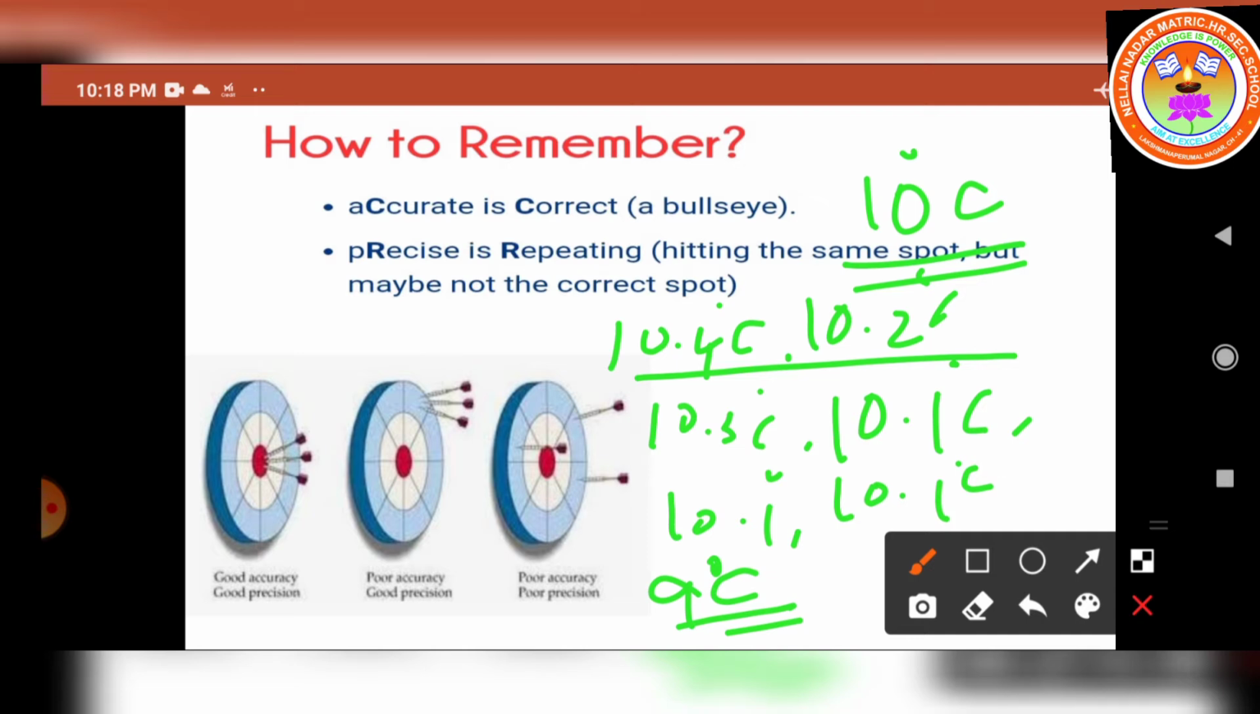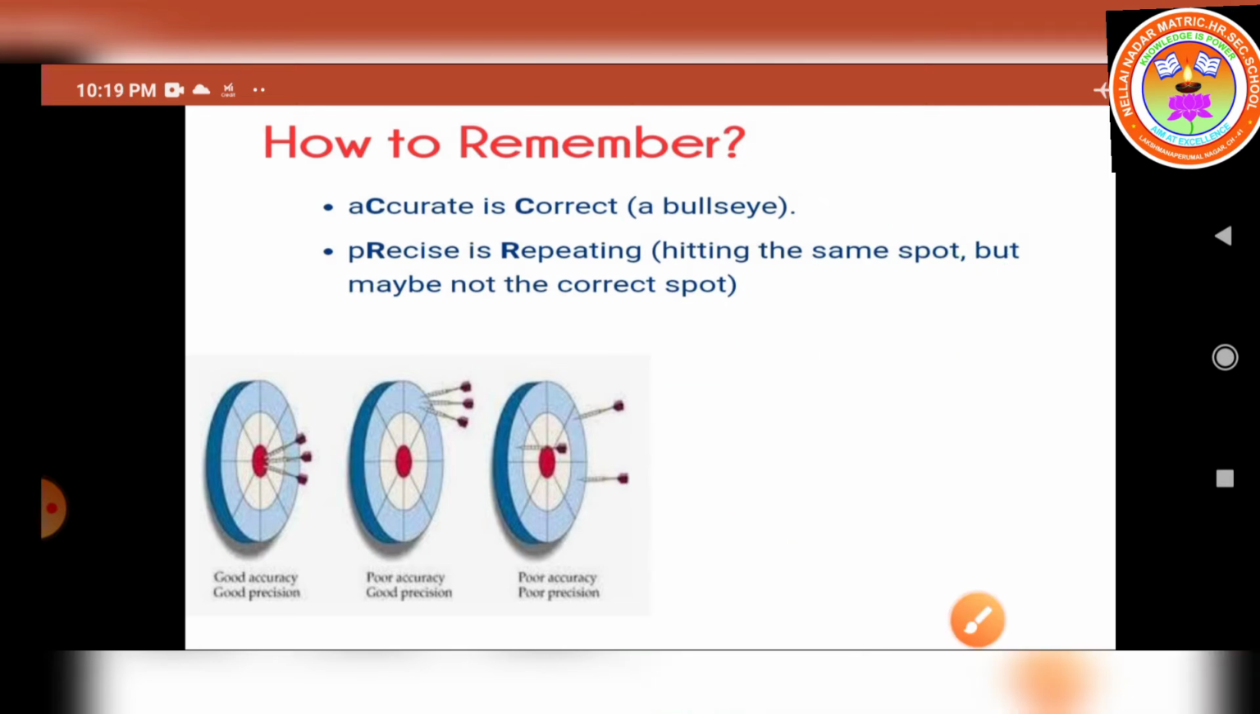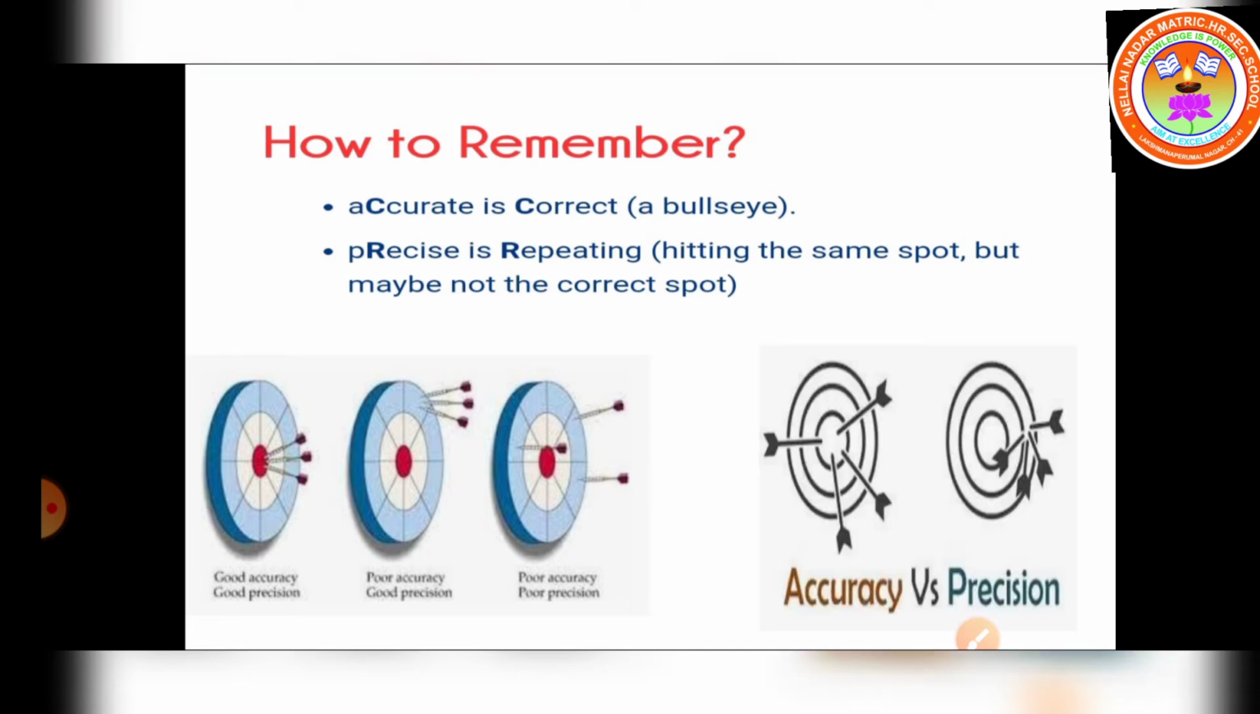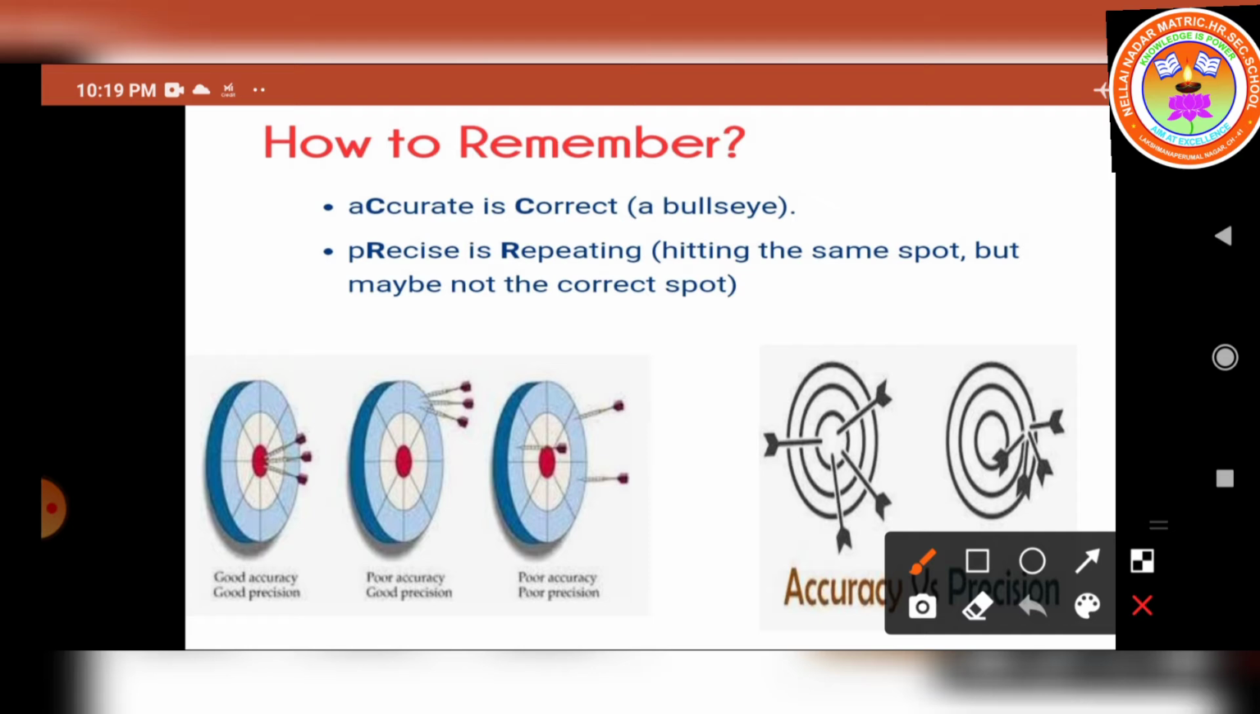I hope you understand the difference between accuracy and precision. It's very important for physics. That's why we are explaining. Okay. Now let us move on to one more example. The example we have to take here is target shooting. Target shooting is an example which explains the difference between accuracy and precision.